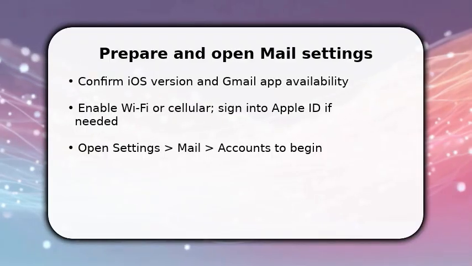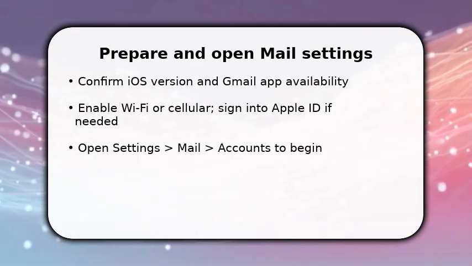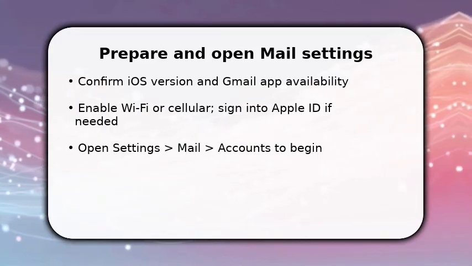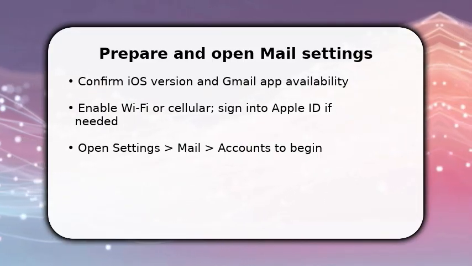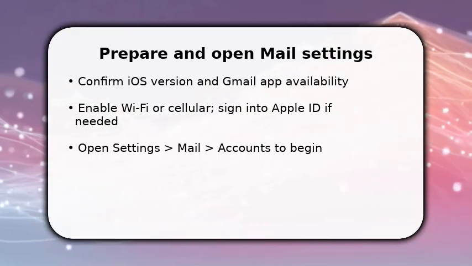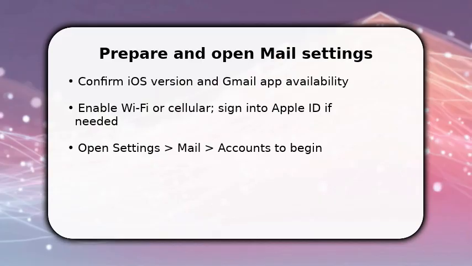You start by making sure your iPhone is online and updated, because account sync depends on current iOS. Once done, open Settings and tap Mail, then Accounts. This is faster than launching apps first. You'll see an Add Account option. Tap it to create or connect a Gmail account.